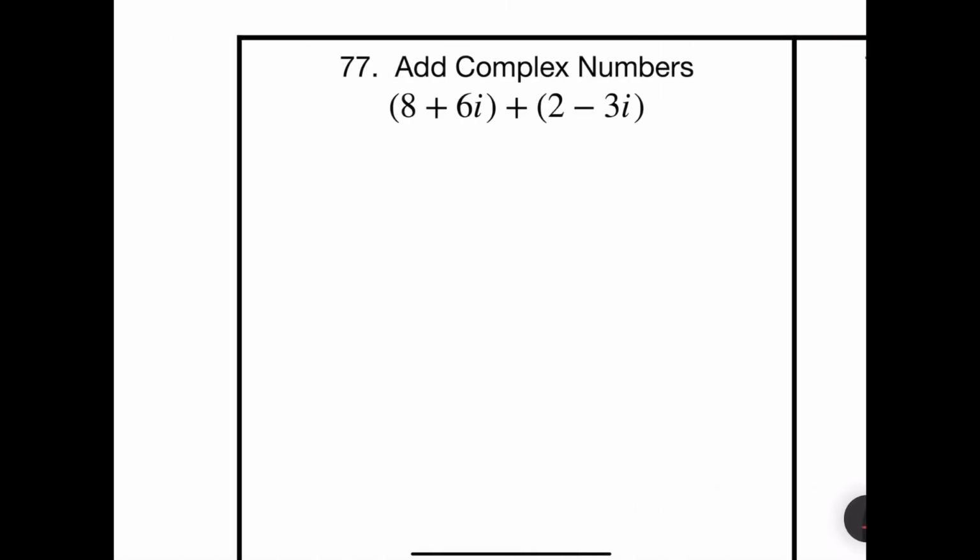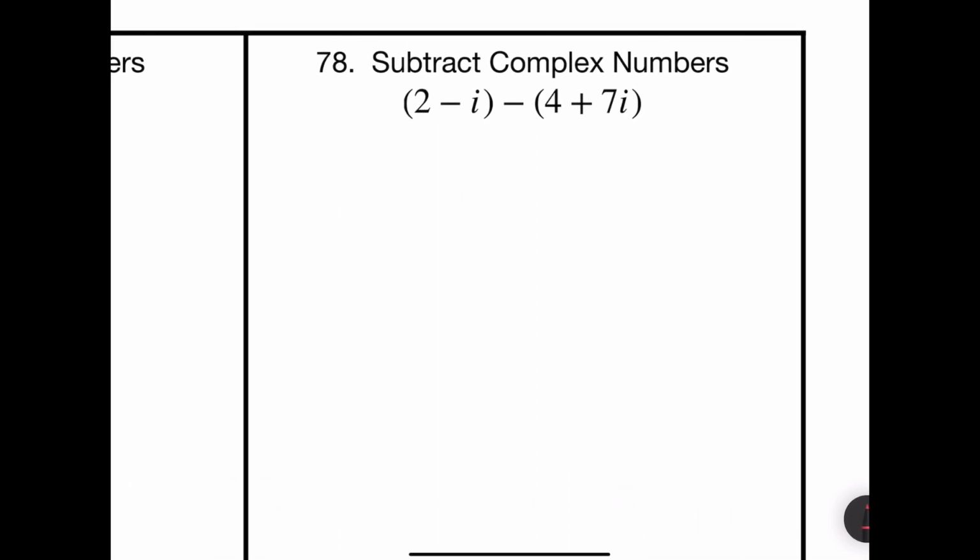Problem number 77 is adding complex numbers. It says 8 plus 6i plus 2 minus 3i. So again, we have addition or subtraction. It's going to deal with combining like terms. In this case, I can add together my number terms, 8 plus 2, and get 10, and my imaginary products, plus 6i minus 3i would be plus 3i. So the i acts as a like term. It makes that product a like, and so I can combine them. And so my answer would be 10 plus 3i.